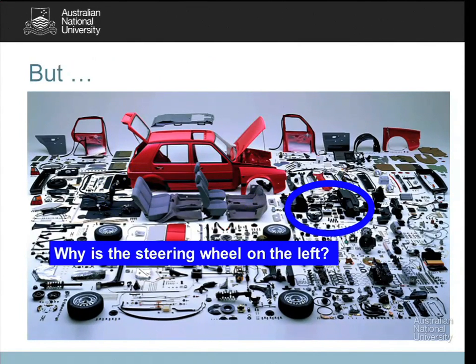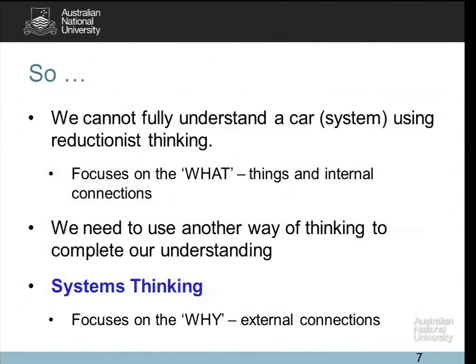So this reductionist or analytical approach to thinking can tell us a lot about the car, but there are some other important questions it can't answer. And that's why the idea of systems thinking has emerged. So, as it says there, we cannot fully understand the car using reductionist thinking. It tells us what about the car. It answers questions of what things are involved in the internal connections, but we need another way of thinking in order to focus on the why. In other words, external connections, as we'll see shortly.